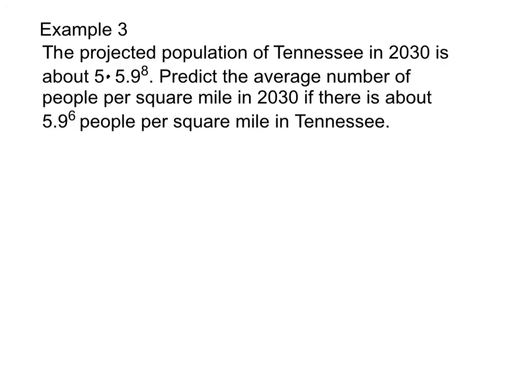Example number 3. Here's a real-life application. The projected population of Tennessee in the year 2030 is about 5 times 5.9 to the 8th power. Predict the average number of people per square mile in 2030 if there is about 5.9 to the 6th people per square mile in Tennessee. So we know that in 2030 there's going to be about 5 times 5.9 to the 8th power amount of people. Predict the average if per square mile there's approximately 5.9 to the 6th power.